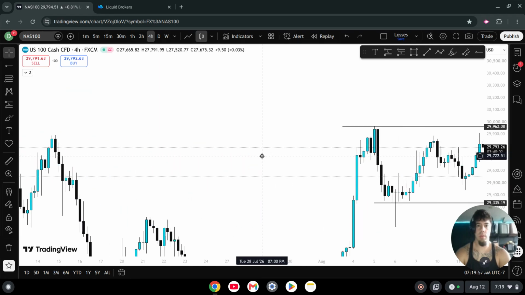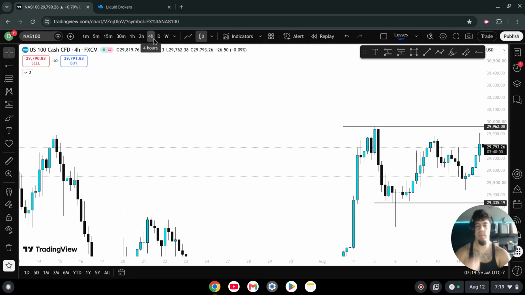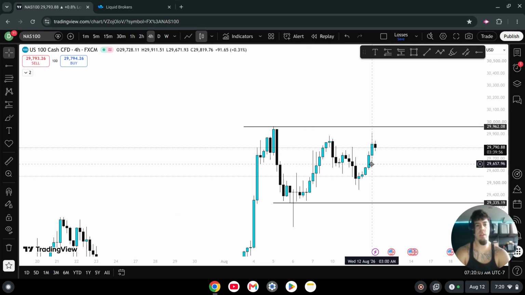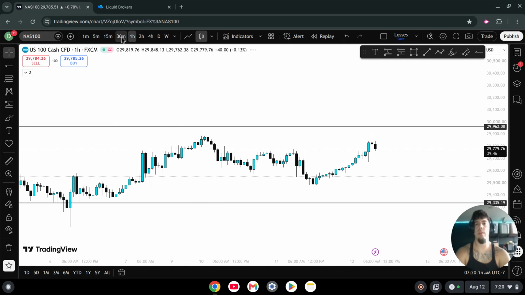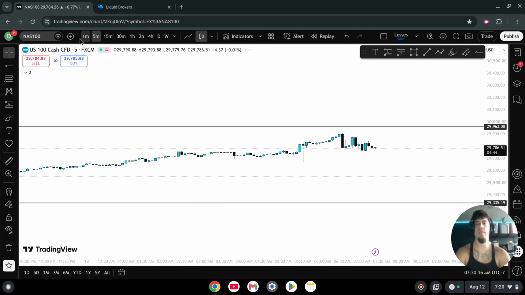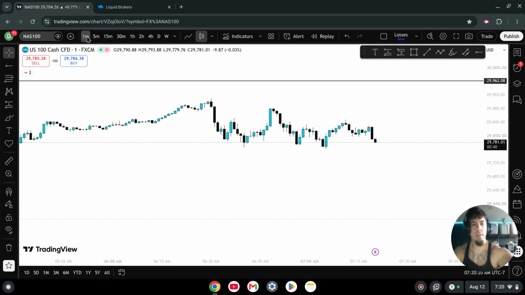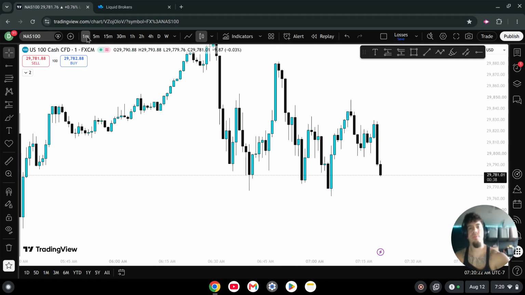Let's look up here to the top left. We're on the 4-hour time frame. That means each candle takes 4 hours to print. So on and so forth. You keep going down. You got the 2 hour, the 1 hour, 30 minute, 15, 5, even all the way down to the 1 minute. So it's a picture within a picture.